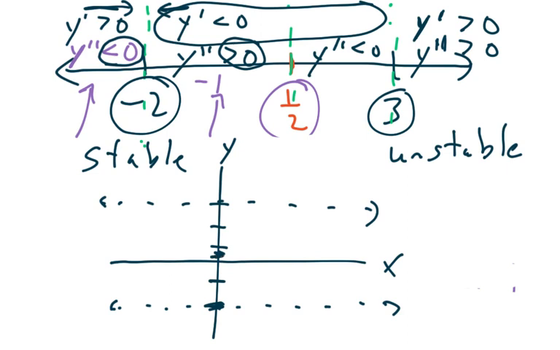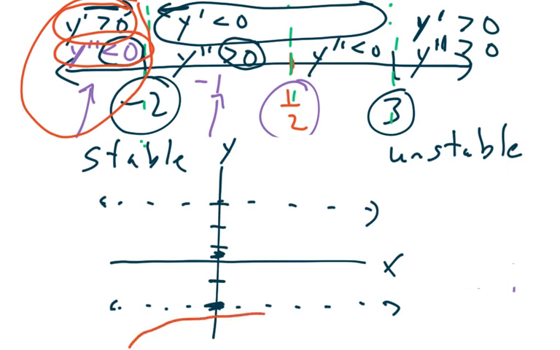We know if we go left of -2, which means below -2, remember? Because y, you're up and down. So less than -2 means below -2. We know that the slope is positive, meaning it's going up, but the concavity is negative. So what that means is it's going up sort of like this. Okay? That's what we know.